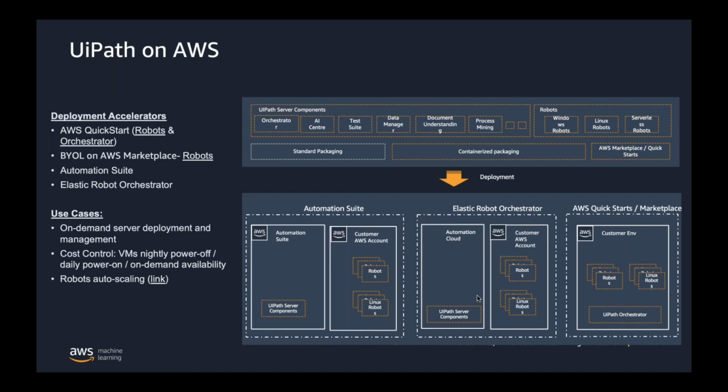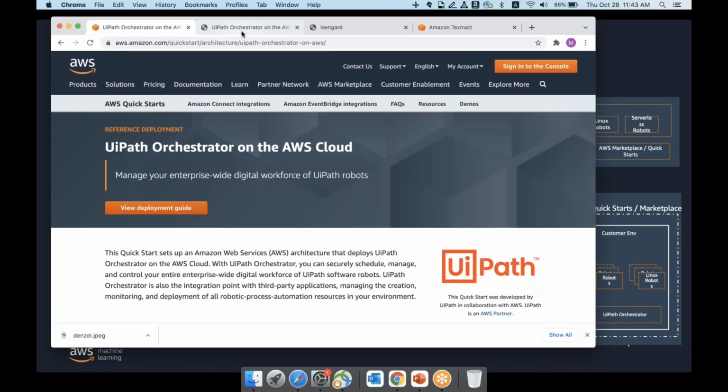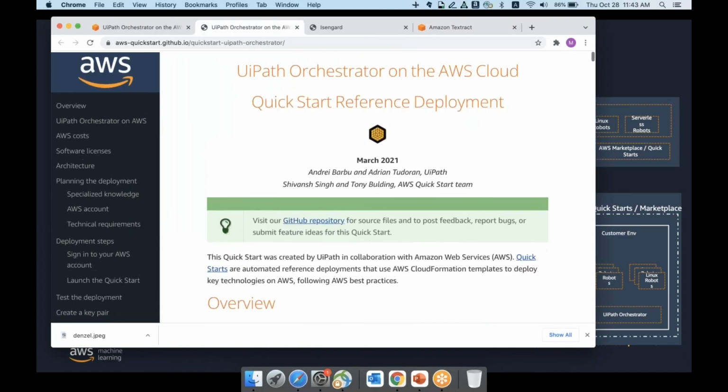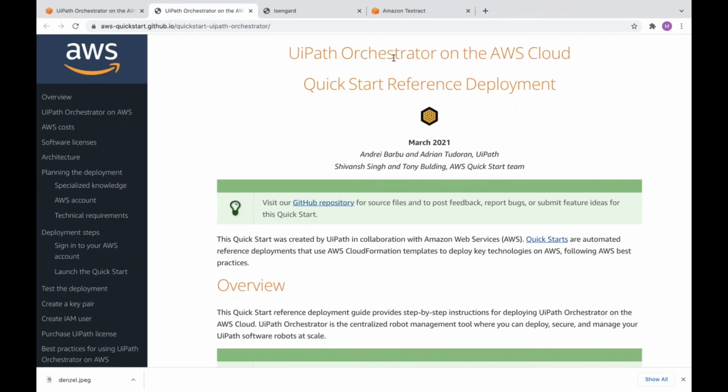This is not a demo. This is basically the level of information that is available within the Quick Start to make you understand how the whole deployment works and how easy it is to deploy UiPath on AWS. So this is one reference for Quick Starts.